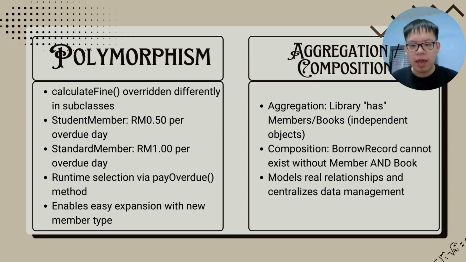Finally, for aggregation and composition, our library aggregates independent member and book objects, while borrow record objects cannot exist without both a member and a book, showing a stronger compositional relationship.